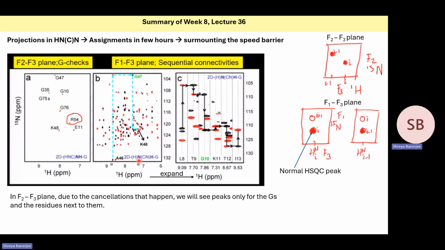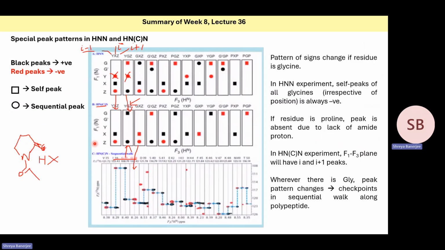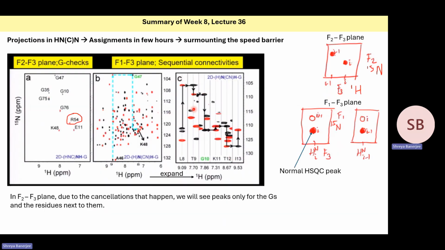Now the F1, F3 plane will give you an idea about the sequential connectivity. So here the F1, F3 plane is shown. On the x-axis, you have the 1H of the amide protons, and on the y-axis, you have 15N. In this plane, we will see the self peak, shown by red here, and the sequential peak of I+1. Just like we discussed over here, I and I+1 kind of peaks will appear in the F1, F3 spectrum. This is basically an expansion of what we have seen here. So you can see this is another sequential walk.